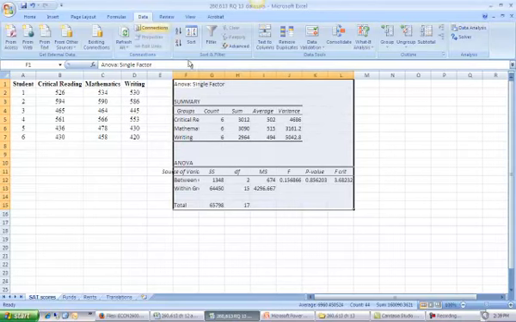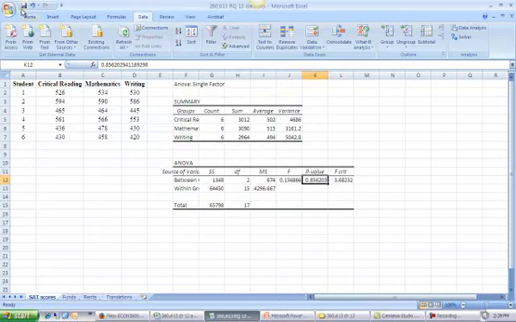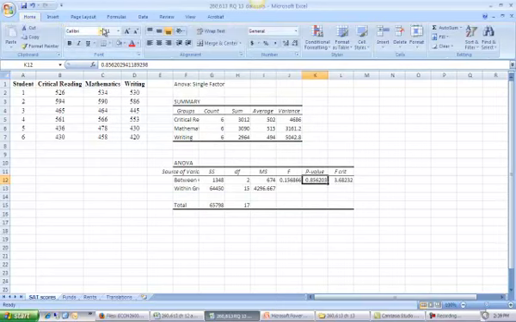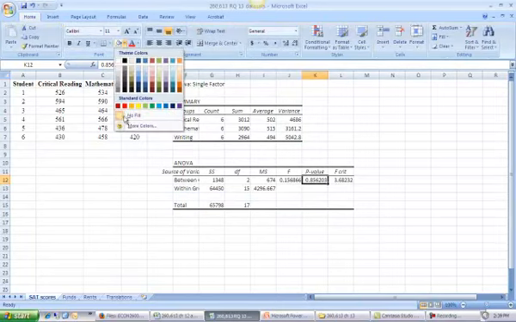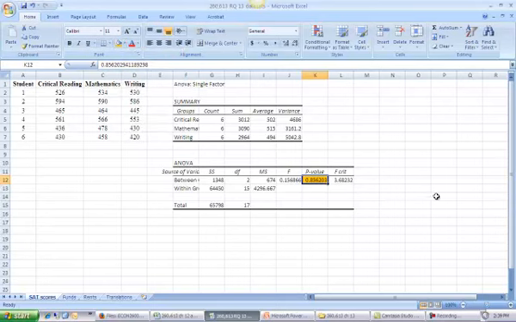All right, so I have a lot of information on here, but the only thing I really care about is this p-value right here. And this p-value is not less than 0.05. Therefore, I do not reject H0. Now, my H0 is the equality of the 3 populations.